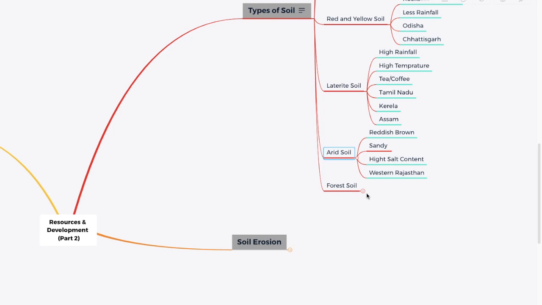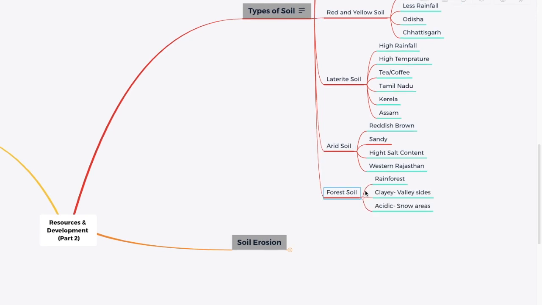Finally, we have forest soil. Forest soil is found in rainforest areas. It's clay in nature. Why? Because it's found near valley sides. In the snowy areas of Himalayas, it's acidic. Because of this, it has very low humus content in it.